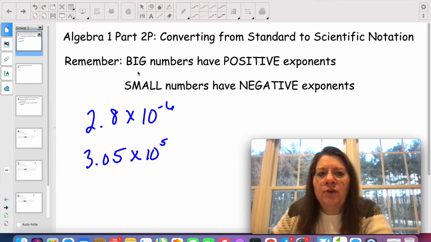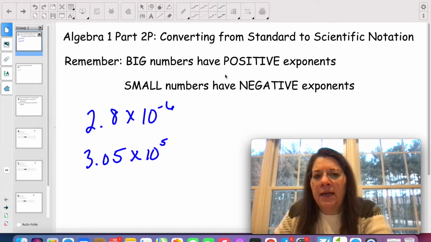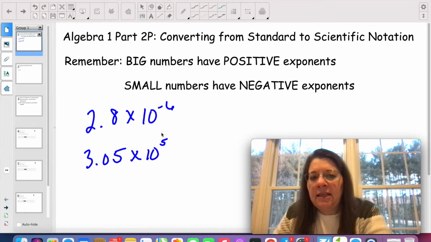And remember from yesterday, we said that if we have a big number, then we will have a positive exponent. And if we have a small number, we will have a negative exponent. So if you look at these two numbers, this one has a negative exponent, so that would be considered a small number. This one has a positive exponent, so it would be considered a large number. If they are negative exponents, remember we moved the decimal left this many places, whatever the exponent is. And if it was a large number, we moved the decimal to the right this many places.